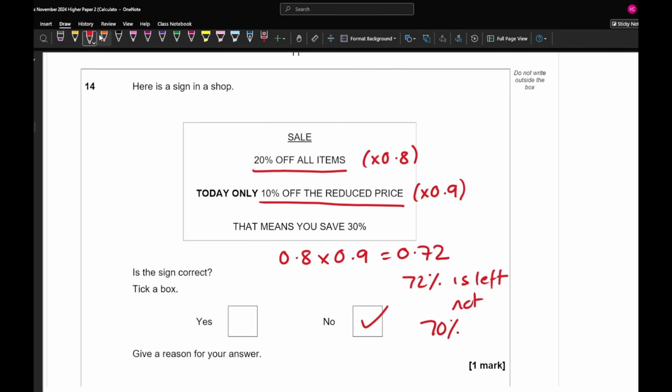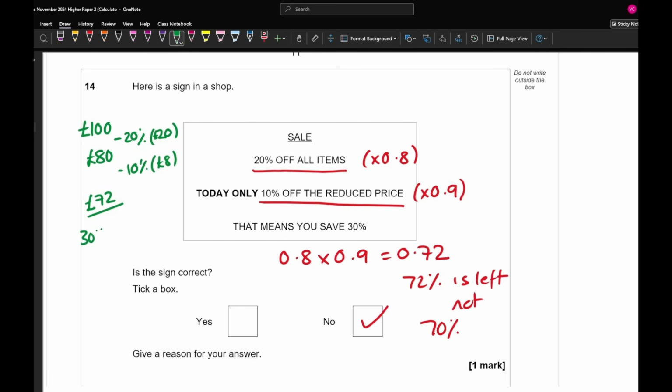Now another way of doing this is to imagine that you're buying an item that is, let's say, £100. If you take off 20%, you're going to be left with £80. Then if I take off another 10%, that is going to be £8 off, which gives me an answer of £72.